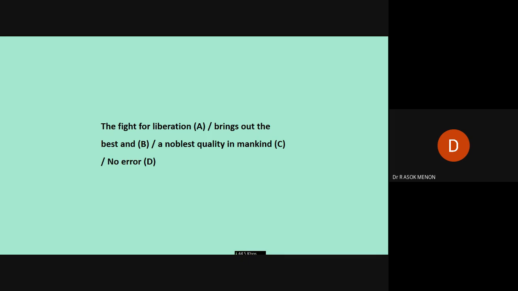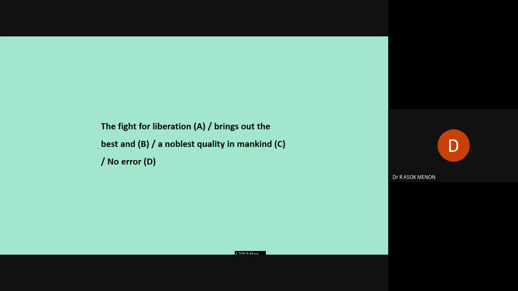Advik says C. Binoop says C. Meher Venkatesh, C. Advik Shamim, C. Okay, brings out the best, and up to that point, the sentence is absolutely correct. C is the choice. I mean, the error part is C. What is wrong?